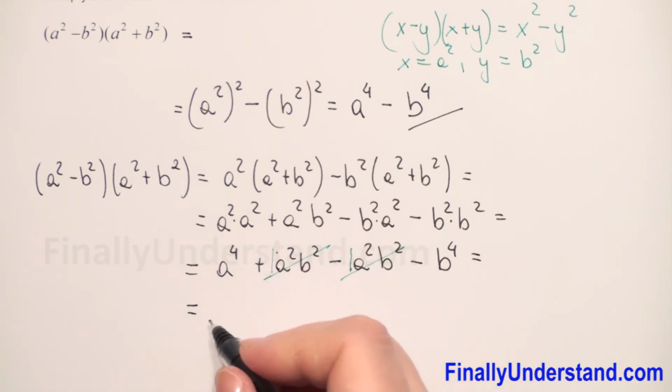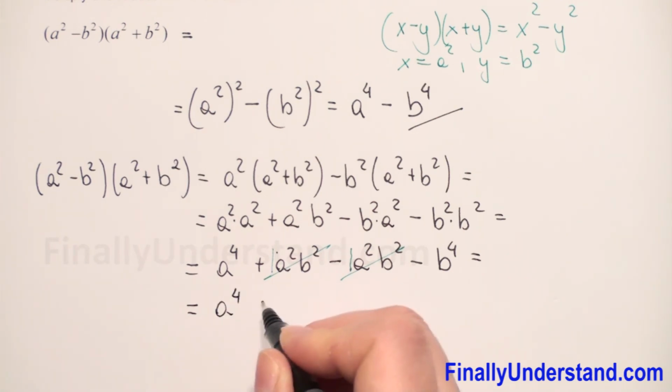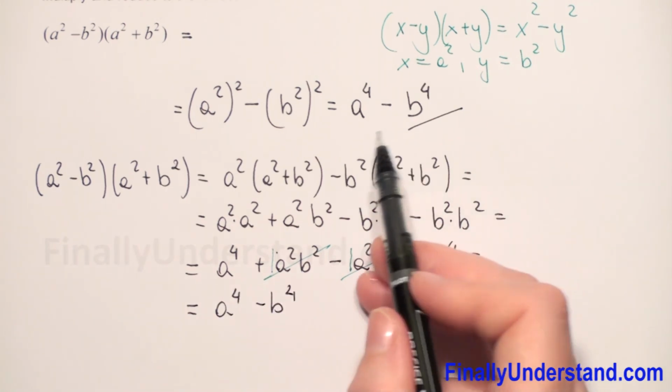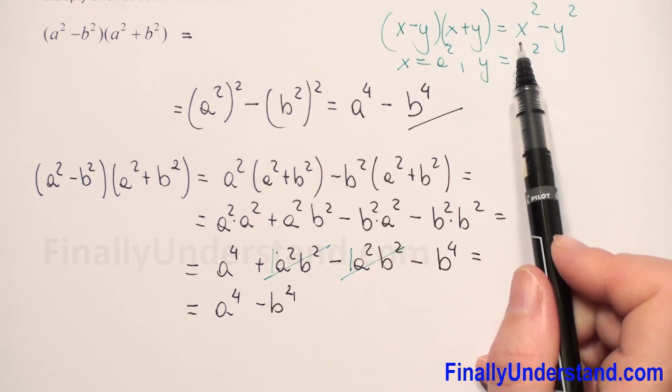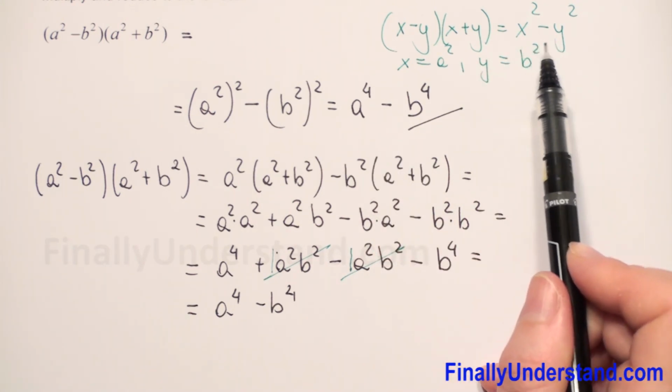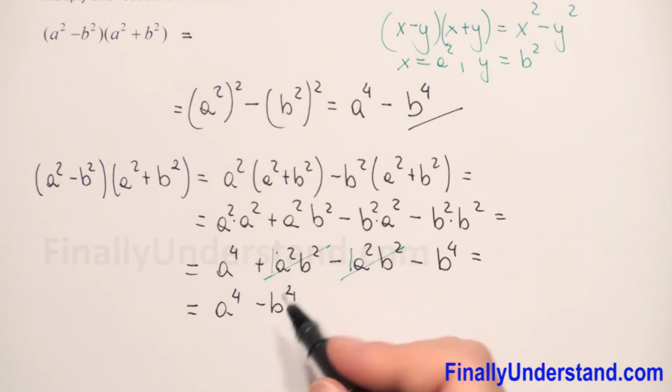What we have only a to 4th power minus b to 4th power. The same what we got at the beginning when we use difference of two perfect squares formula. This is my solution.